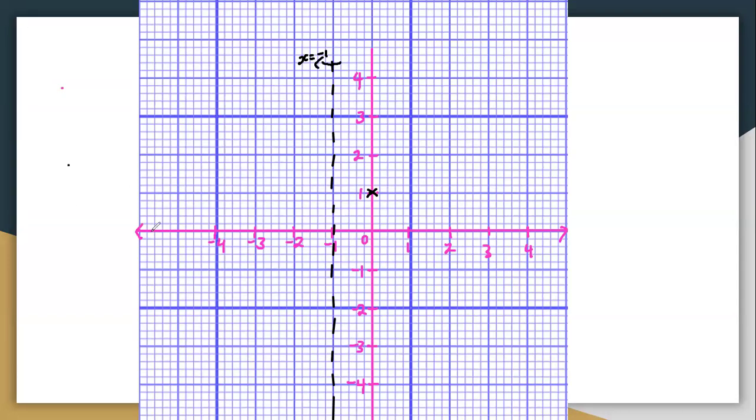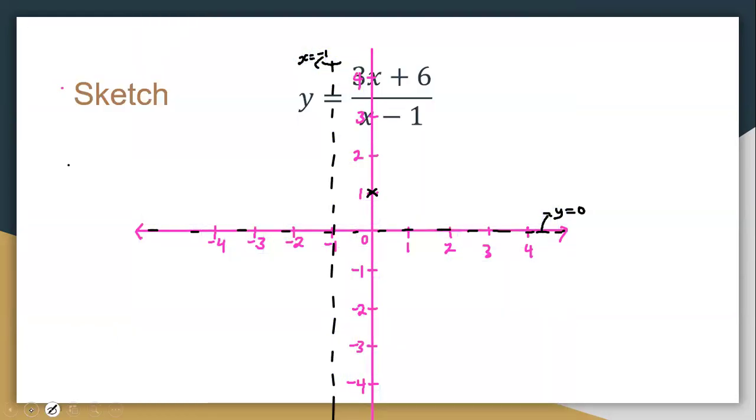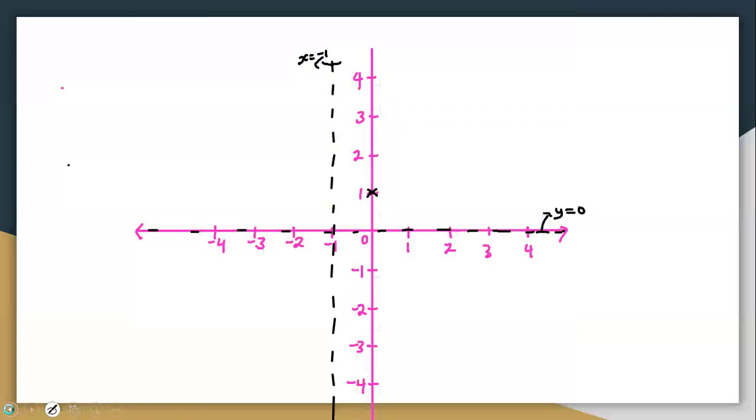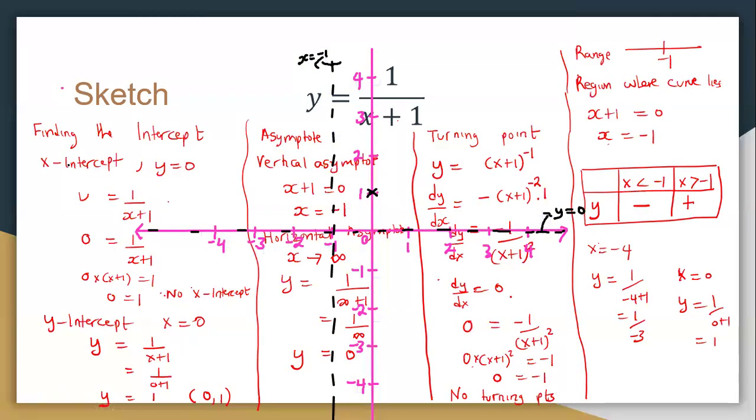Then we also had this one here, y is equal to 0. So this is our y is equal to 0. Now after that, we are going to see whether we have any other thing. Remember, we had no turning points, so we don't need it. And then the region: we notice that below -1, our curve is below. Above -1, it is above.